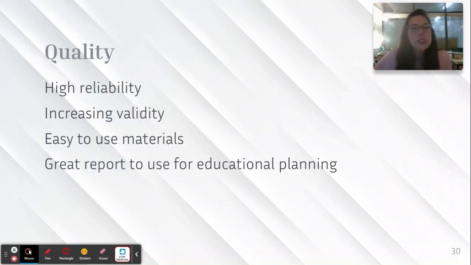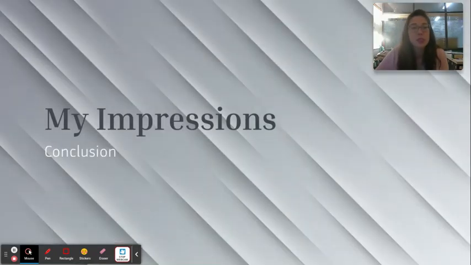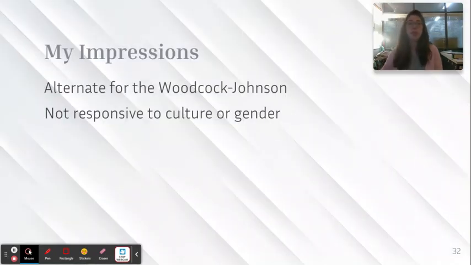The materials are easy to use, and the report that it prints out is fantastic for planning, especially goals, objectives, and interventions. My impressions. I liked it because I feel like our district uses the Woodcock Johnson a lot, so it was nice to learn about a different test option. Just to spread out, have some diversity.